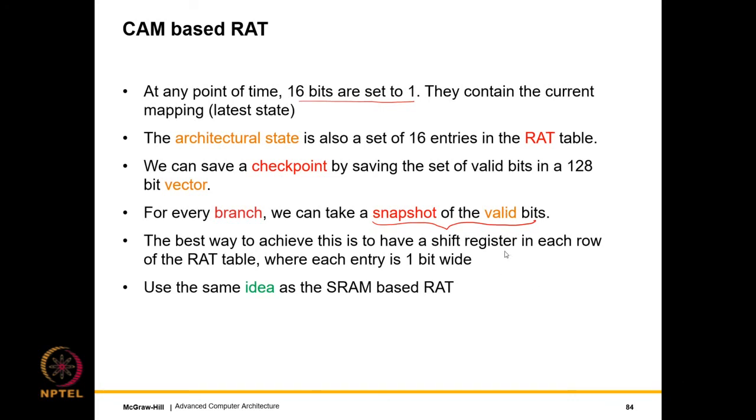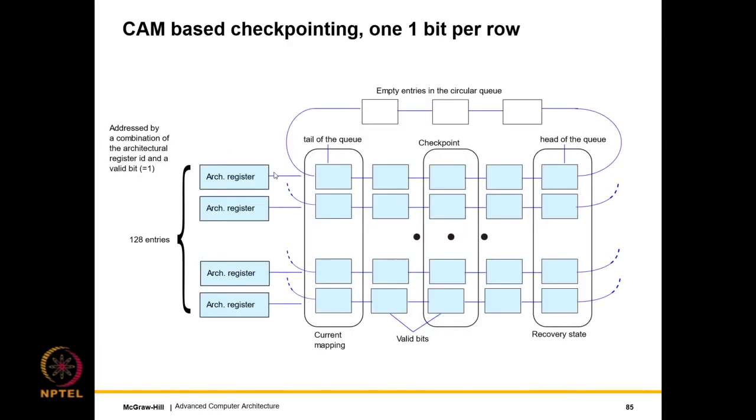The best way to achieve this is to have a shift register with each row, similar to what we had in the previous design, and we use the same idea as the SRAM based RAT. So what do we do? Well, in this case we have a list of mappings, where this is of course the current mapping. Then we have a field of architectural registers. So this will remain the same. The only thing that will get checkpointed are these 1-bit columns.